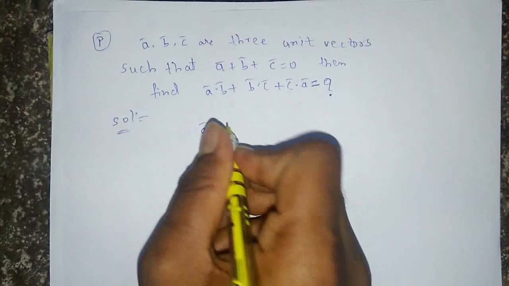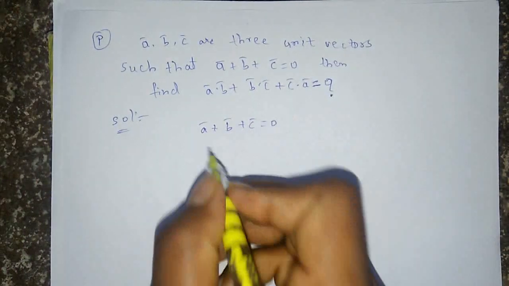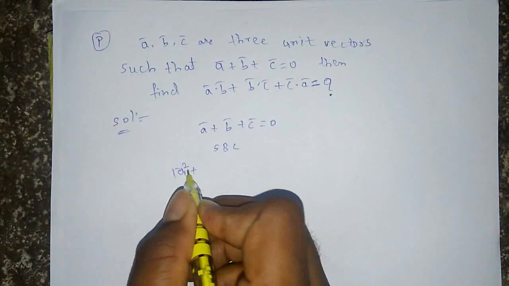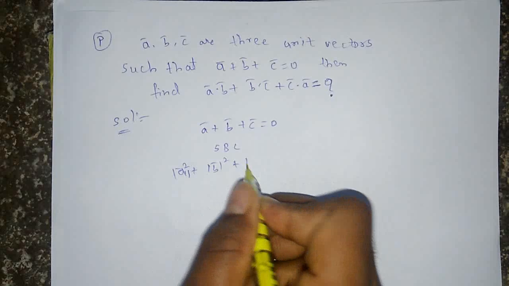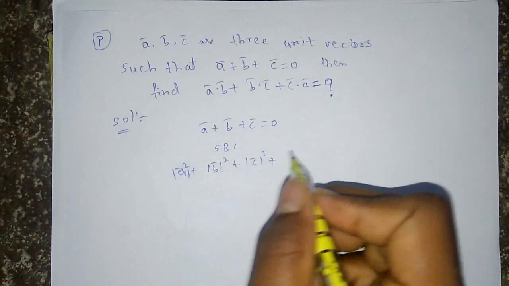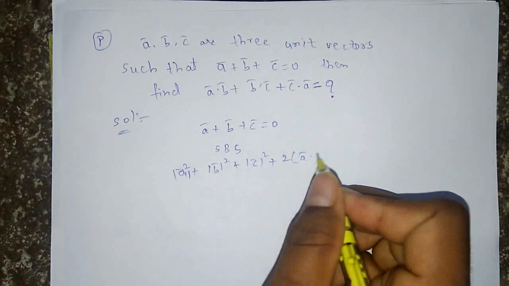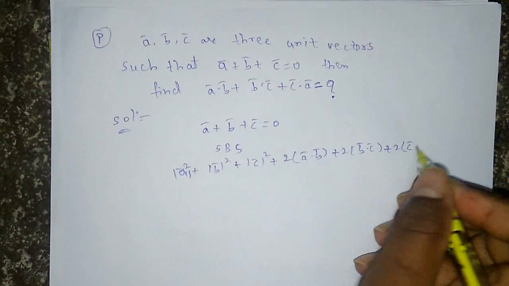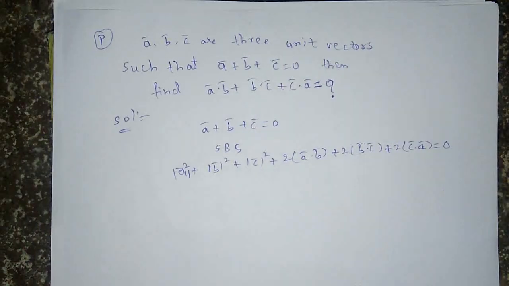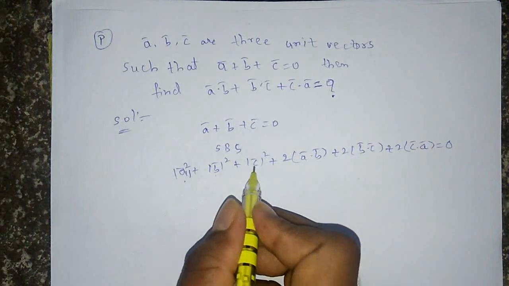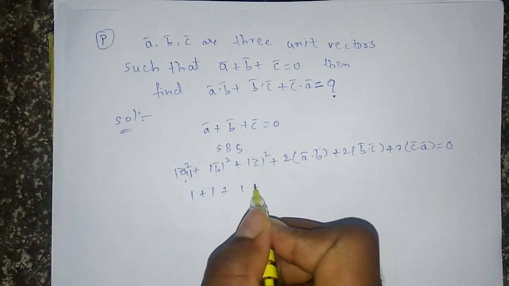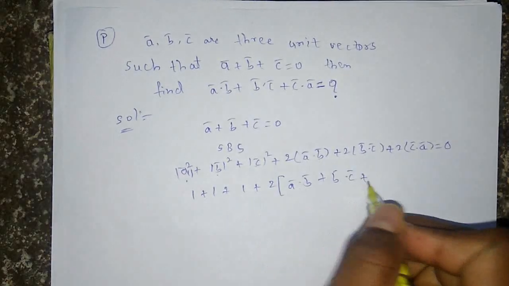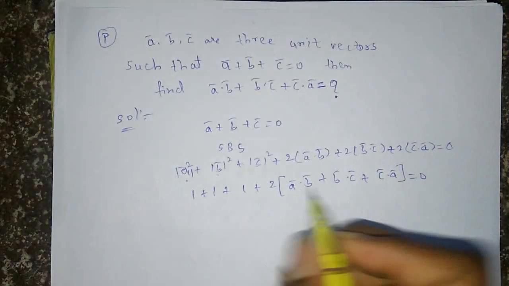Given a bar plus b bar plus c bar is equal to 0, squaring on both sides, you will get mod a bar square plus mod b bar square plus mod c bar square plus 2 into a bar dot b bar plus 2 into b bar dot c bar plus 2 into c bar dot a bar, that is equal to 0 square, which means 0. Now a bar, b bar, c bar are unit vectors, which means their moduli are 1 plus 1 plus 1. Here you can take 2 common: a bar dot b bar plus b bar dot c bar plus c bar dot a bar is equal to 0.